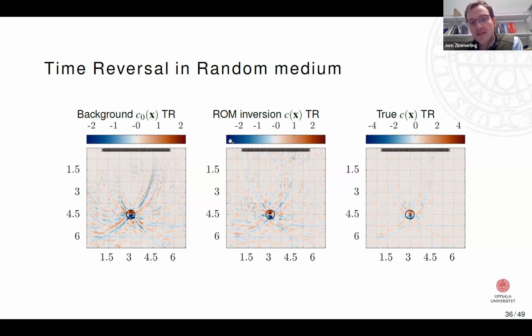Now, if we take the solution from our reduced order model inversion, the energy inside the circle is much higher, as you can see from the color scale that's now cropped a little bit, and there's less energy outside of the circle. Of course, if you had access to the true medium, you could focus much better. So if you have the true C and you compute the Green's function, then you would have a very tight focus inside the circle. But we are very happy that this reduced order model is able to capture the oscillations in the random medium well enough to do some time reversal experiments.